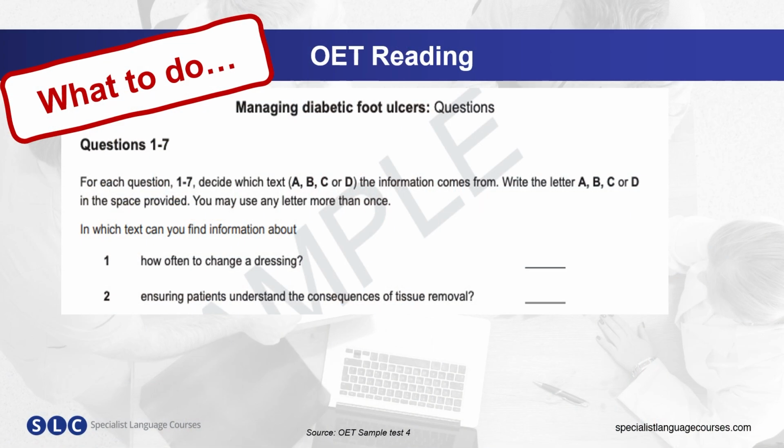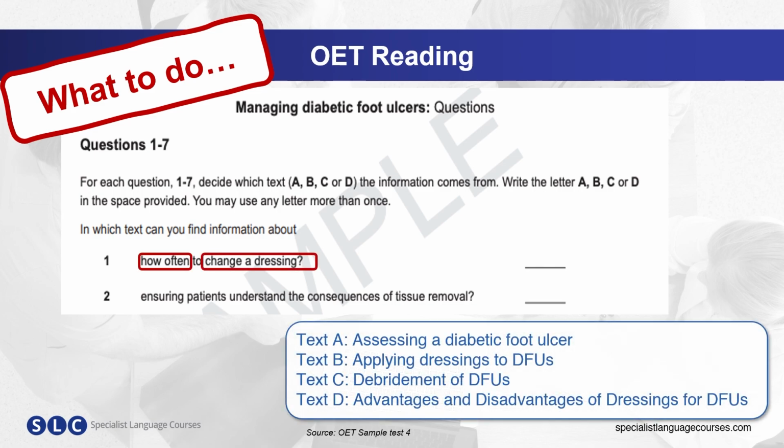If we look at the keywords in question 1 and then look at the headings of the text, we can predict quickly that we would find the information in text B, as this contains information about applying dressings to diabetic foot ulcers. For question 2, from the keywords in the question, we can predict that the information about tissue removal would be found in text C, which deals with debridement of DFUs.